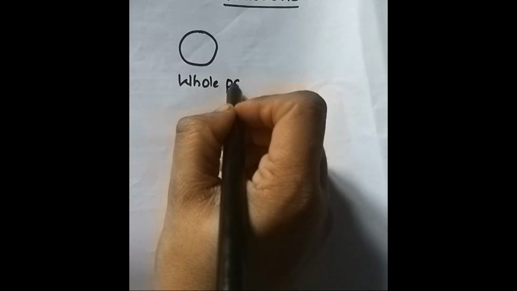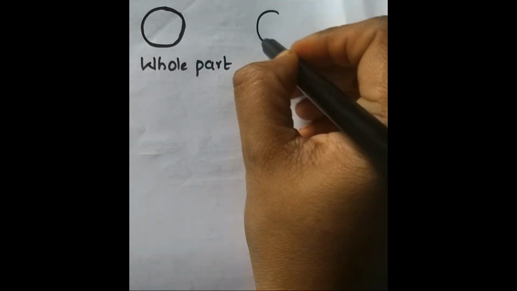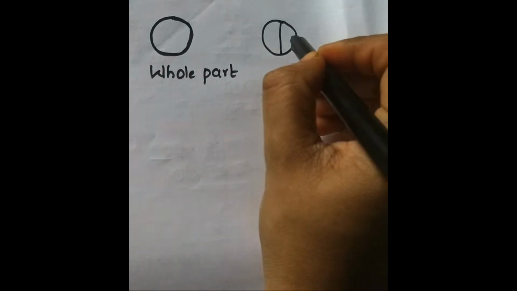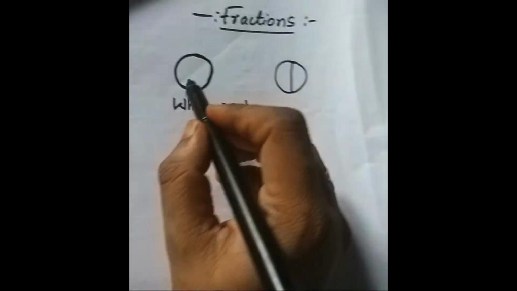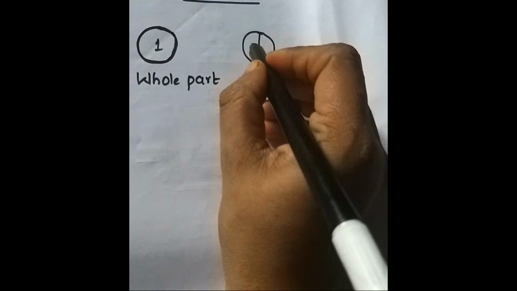What is a fraction, children? First of all, a fraction means a whole part is divided into two half parts. For example, I am taking a circle. Let this be a whole circle. If I divide this circle into two half parts, 1 by 2 and 1 by 2, it makes one whole part. So these two are half parts.